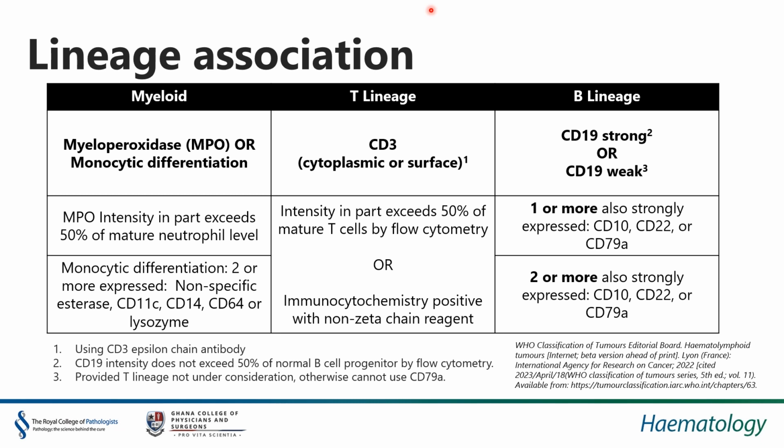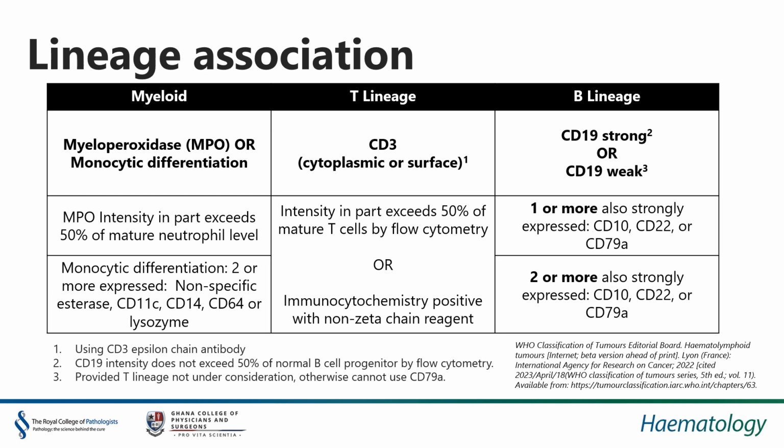Now for T-cell lineage association, the protein complex and T-cell co-receptor CD3 should be expressed cytoplasmically. Very rarely it can be detected on the surface of the cell, but we certainly have seen cases where it is. It is important that the antibody that is targeting the CD3 is the CD3 epsilon chain. And again, the intensity in part should exceed 50% of the mature T cells by flow cytometry.